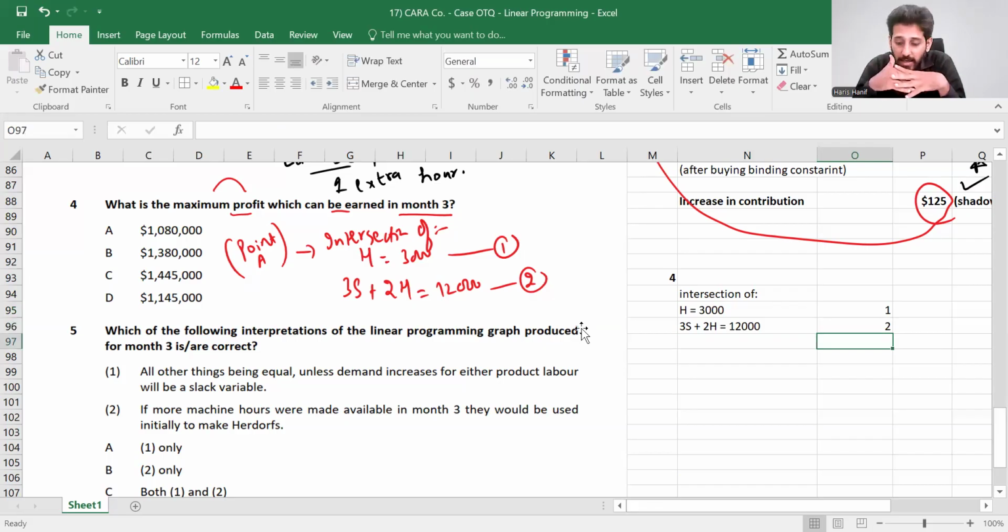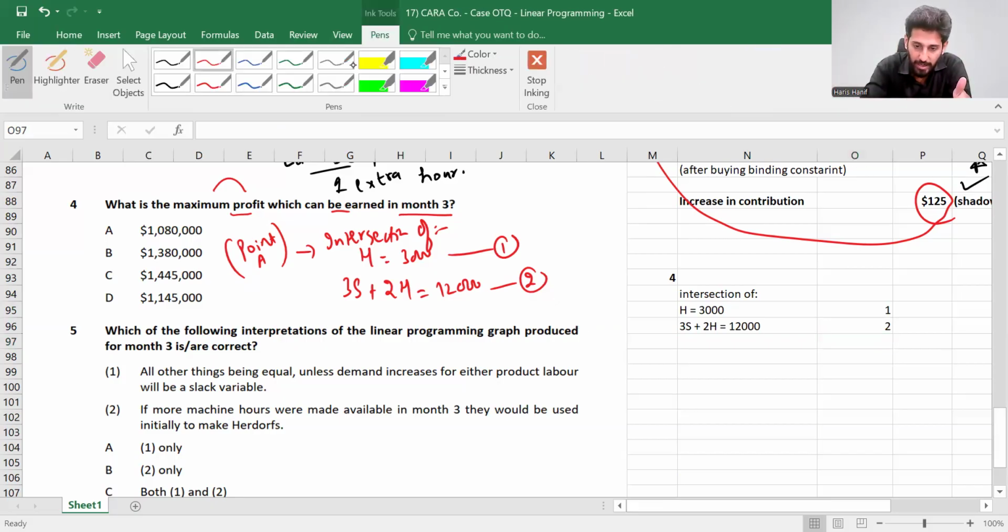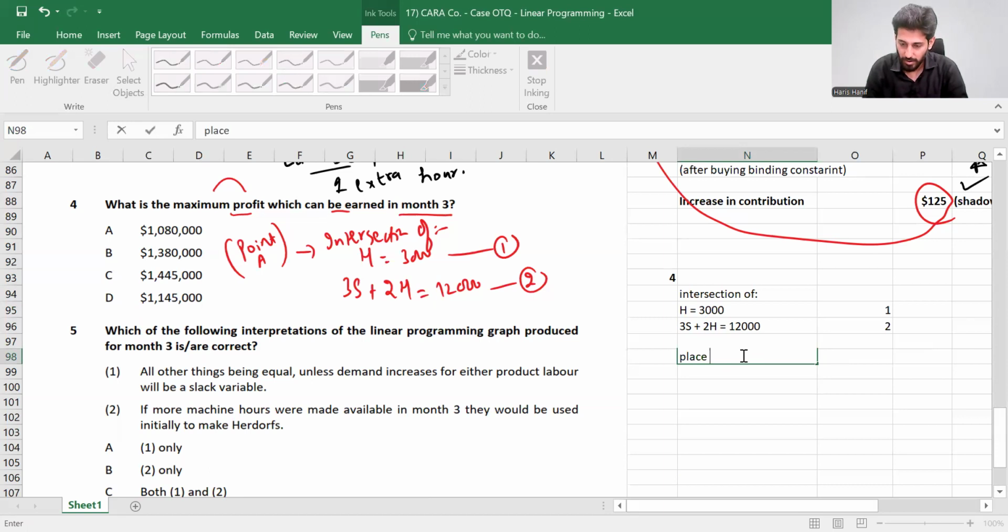So what is the mathematical formula? You have to place H in the equation. Now it will be solved that way. Let me simply do this. You have to place it here, so you will be able to calculate the things. Right? So what I'm writing over here: place H is equal to 3000 in equation number 2.